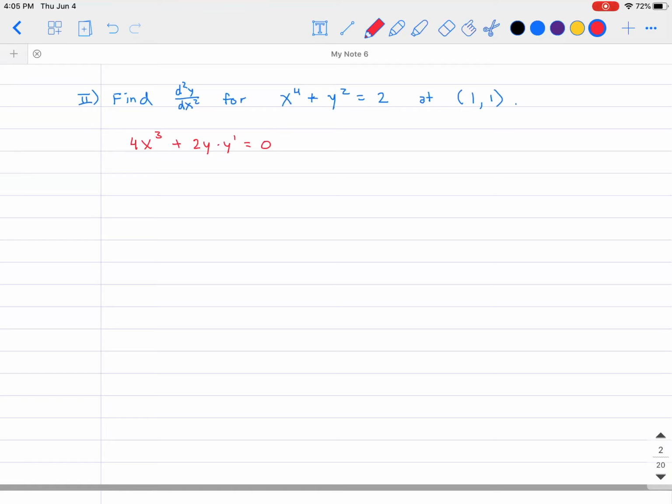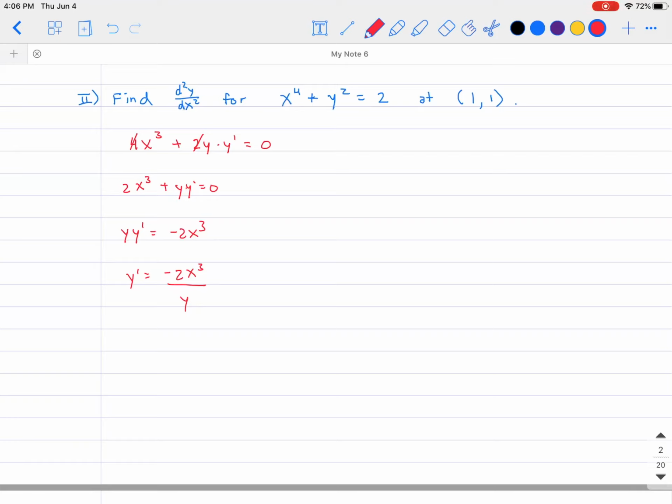Now I'll isolate y prime, because I want to solve for that before I solve for the second derivative. Let's also divide by the 2 that they all have in common. So we have 2x cubed plus y y prime equal to 0. Cleaning it up, y prime is equal to negative 2x cubed over y. So the derivative, y prime, equals negative 2x cubed all divided by y. That's my first derivative.